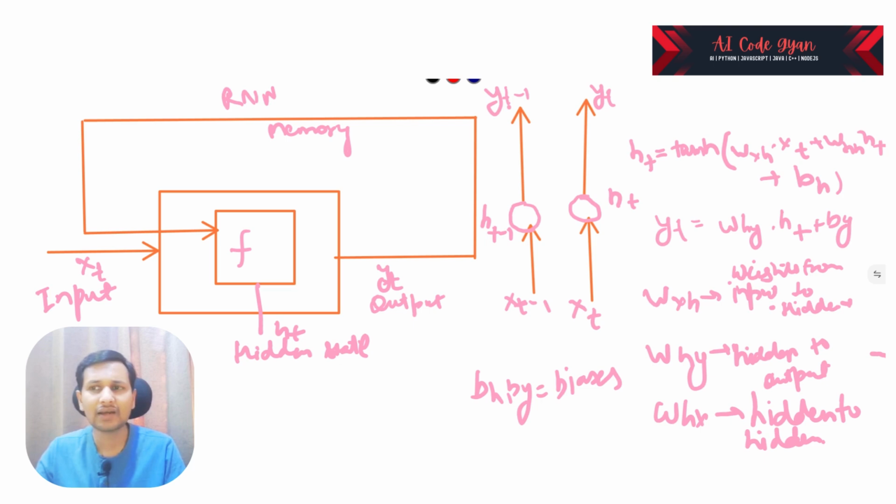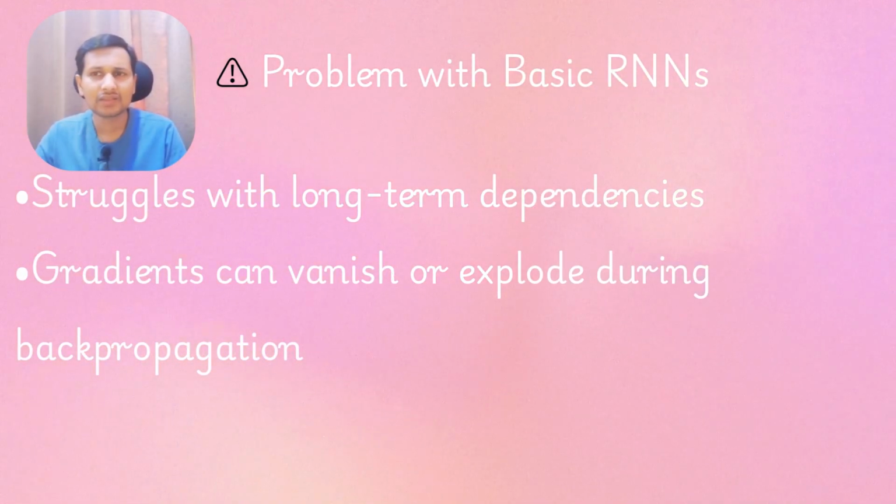Let us understand the disadvantage of RNN. Basically, it struggles with long-term dependencies, and gradients can vanish or explode during backpropagation.